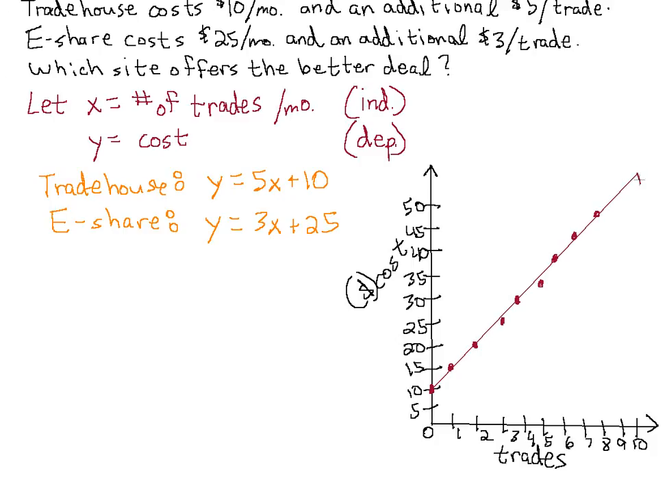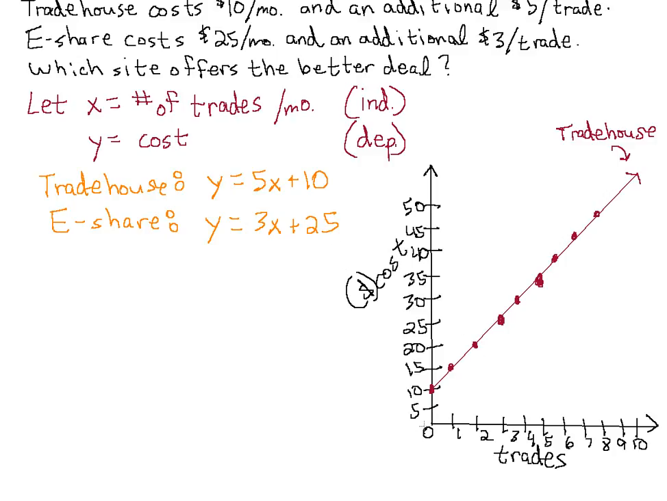Some of them we have to use our little imagination to imagine that they pass through all these points. Okay, so here's our line, and this is for Trade House. This is going to define the cost of the investment site Trade House, should he go with that investment site. All right, now we want to graph the cost line of eShare.